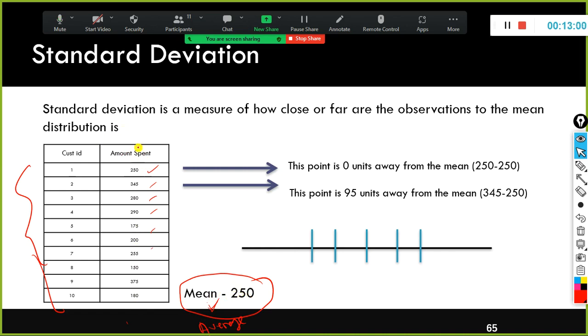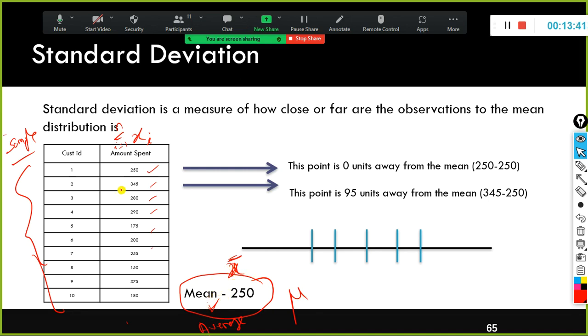Now I call this amount spent xi, because we have more than one value, where i equals 1 to n. So x1 is 250, then x2, x3, x4, x5, x6, x7, and so on. This is my x bar. Let's assume that this is a sample, because initially we randomly sampled 10 customers' amount spent. When it comes to a sample, we use the notation x bar to represent the mean. If it is a population mean, we use the notation mu. This is a sample mean, hence we use x bar.